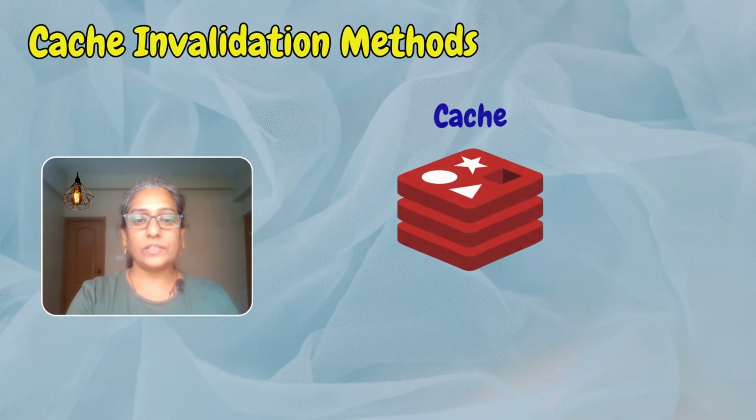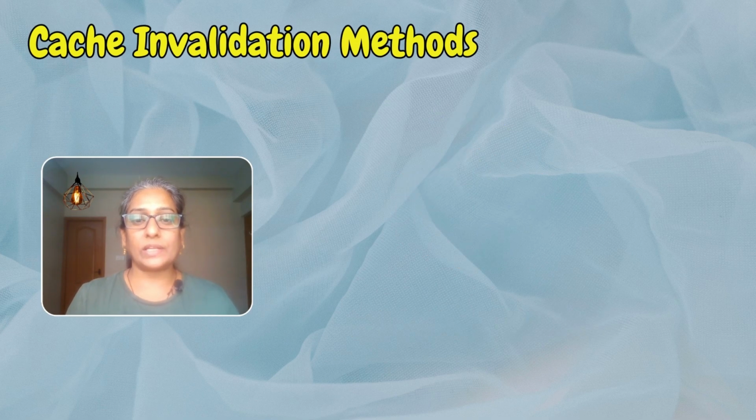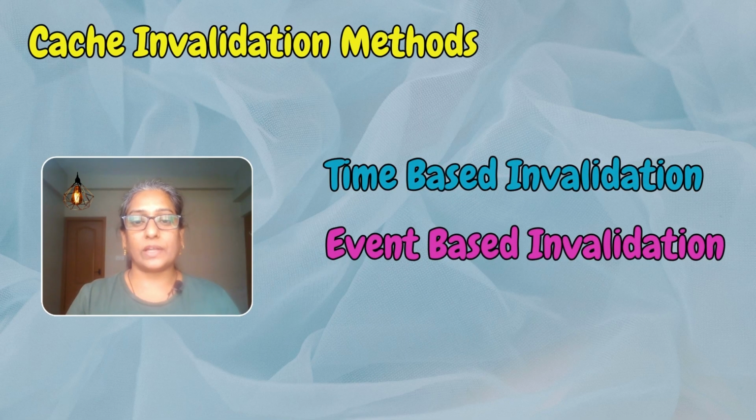Okay, now that we have loaded the data in the cache, how do we ensure that it is still valid and not outdated? Cache invalidation methods confirm that the cached data is in sync with the original source. Cache invalidation is the process of removing or updating the cache data when it becomes outdated. This ensures the accuracy of the cache data. Cache invalidation methods are broadly classified into two: time based invalidation and event based invalidation. Let's understand each of them in detail.